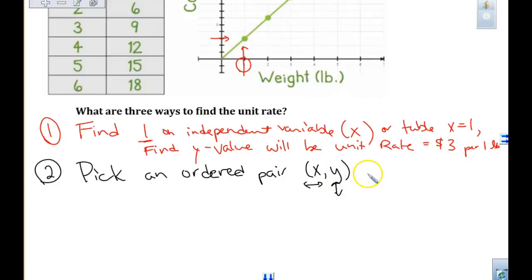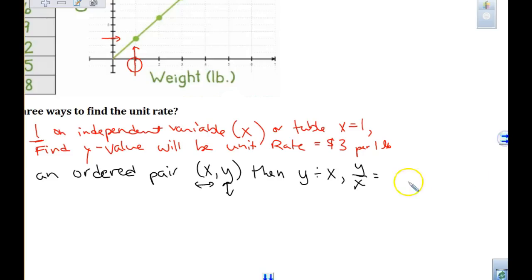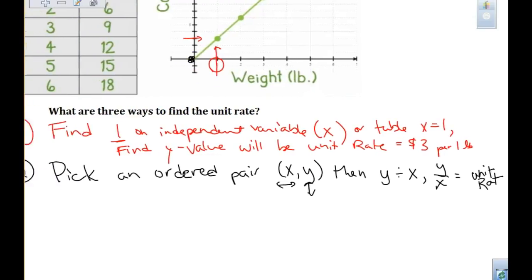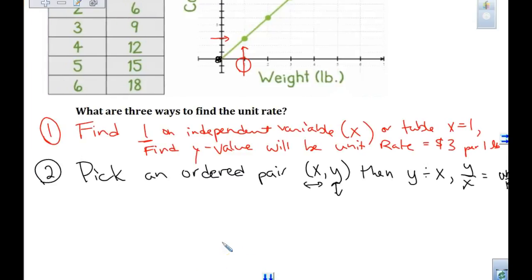You're going to pick the ordered pair, and then you're going to take the y value and divide it by the x value. So it might be written that way. Sometimes people like to do it this way. This will always equal your unit rate. When you take y divided by x, this will equal your unit rate if you go through the point 0, 0. If it doesn't go through 0, 0, it's not necessarily a unit rate. But most of ours that we start out with are all going to go through that 0, 0.